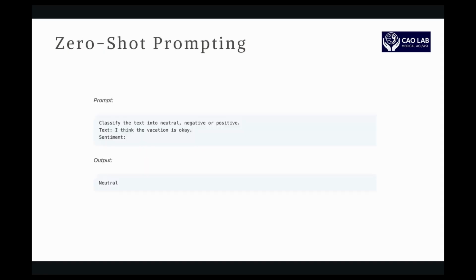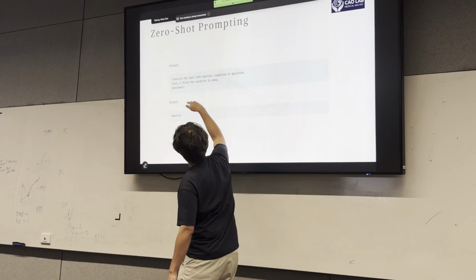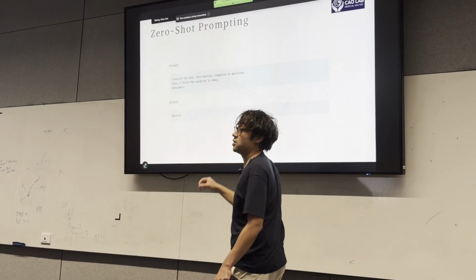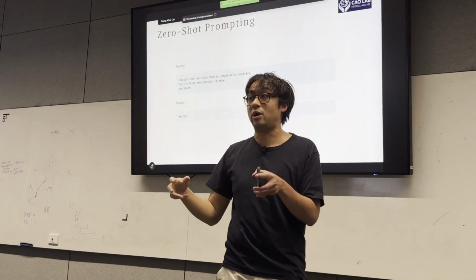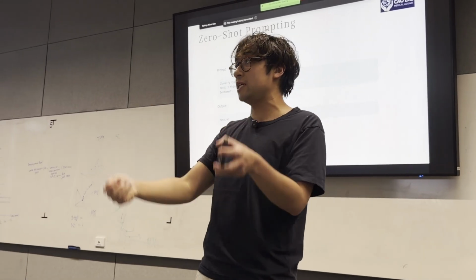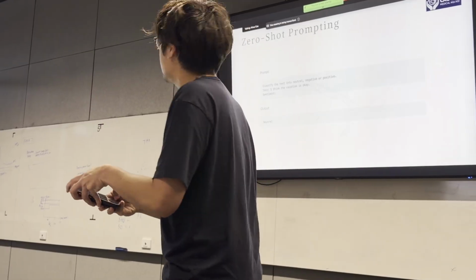Now, a classic example of this is when we ask, for example, the AI to classify the text into neutral, negative, or positive sentiment. So, "I think the vacation is okay." And then it responds with neutral. So this kind of setup here is called zero-shot prompting. That is, we don't give it any examples whatsoever. Okay, so we call it zero-shot prompting because there are 0 shots at the answer.